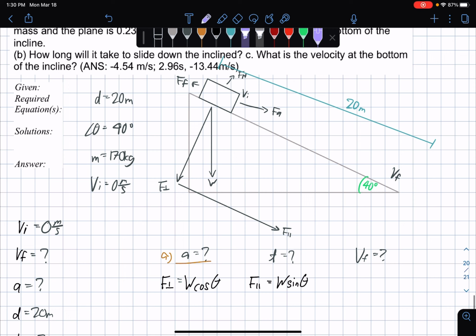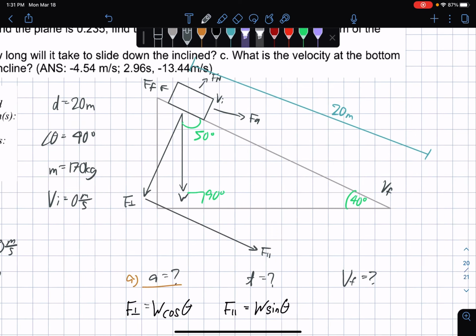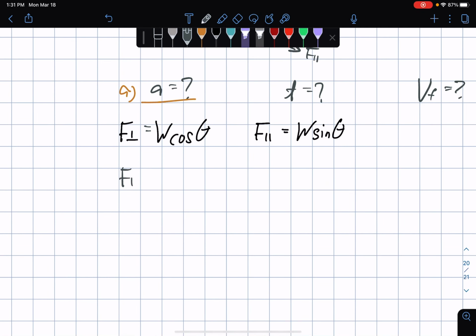What else? Another thing you might want to know is that we can see that this is a right triangle, so this is 90 degrees. This one is 180 minus the sum of these two, which is said to be 130. So 180 minus 130 is 50 degrees. Anyways, back to force perpendicular.